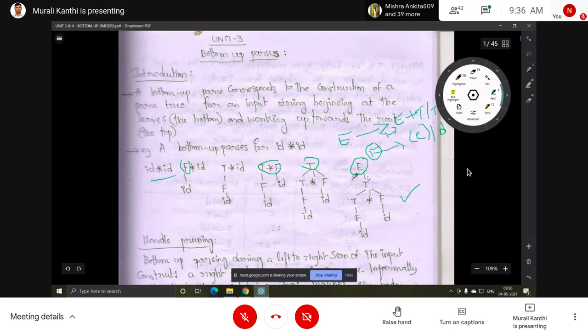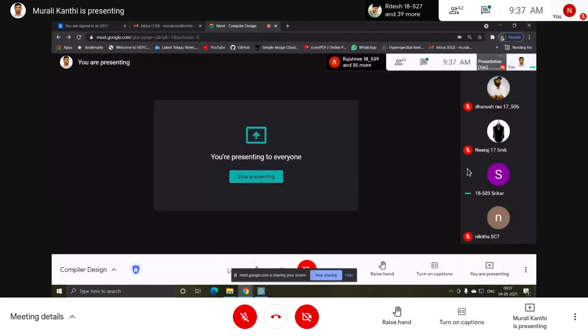In the top down approach, first we take E. E can be expanded by T. Then T can be expanded by T into F. T can be expanded by F, and F can be expanded by ID. Like that. First we consider the starting symbol of the grammar and work towards the leaf nodes. But here, it is from the input string to the starting symbol of the grammar. Okay, clear?